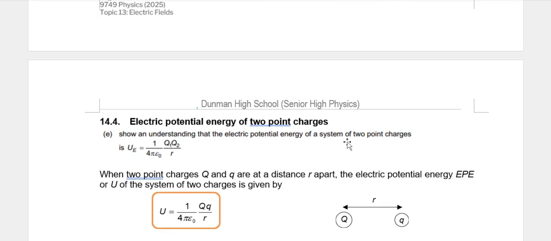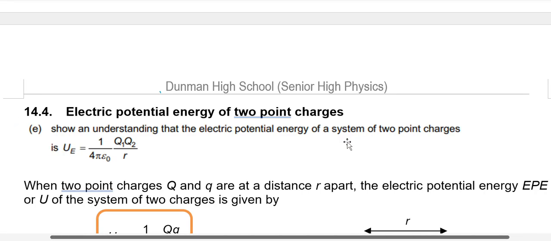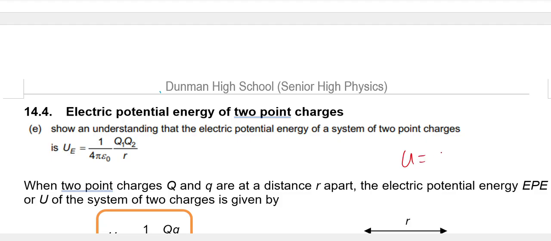Right, electric potential energy of two point charges. The formula is given by U_E equals 1 over 4 pi epsilon naught, Qq over r squared. Contrast with gravitation, U equals minus GMm over r. No square. I hope I didn't say square. This one has no square. Only the field and the force have the square. Anyway, back to what I was saying. This is the gravitational equivalent, gravitational potential energy.